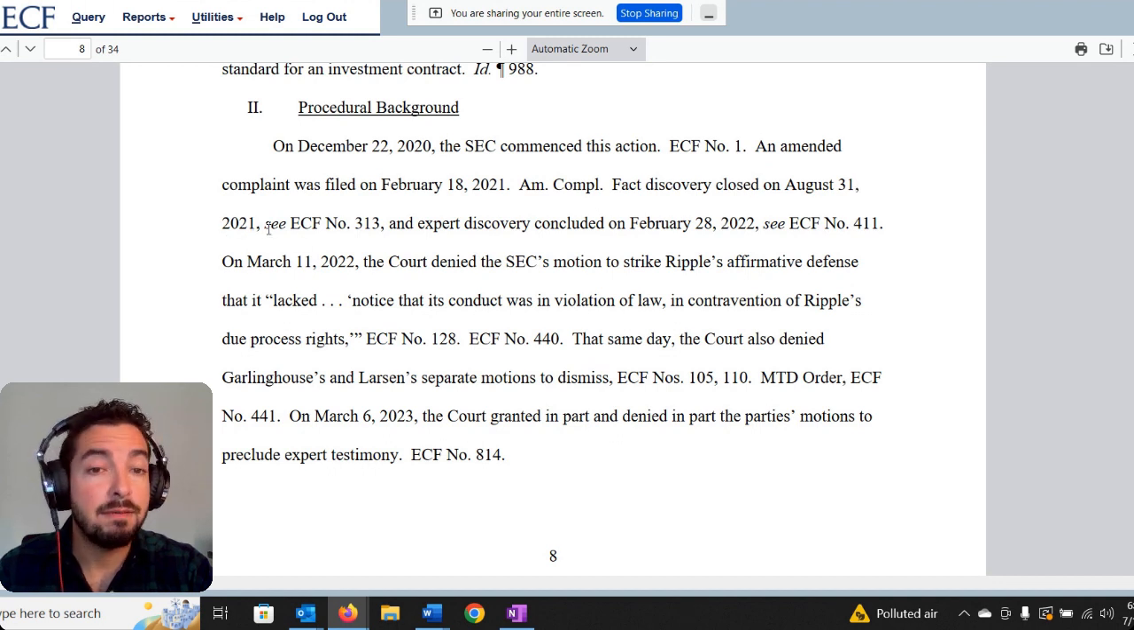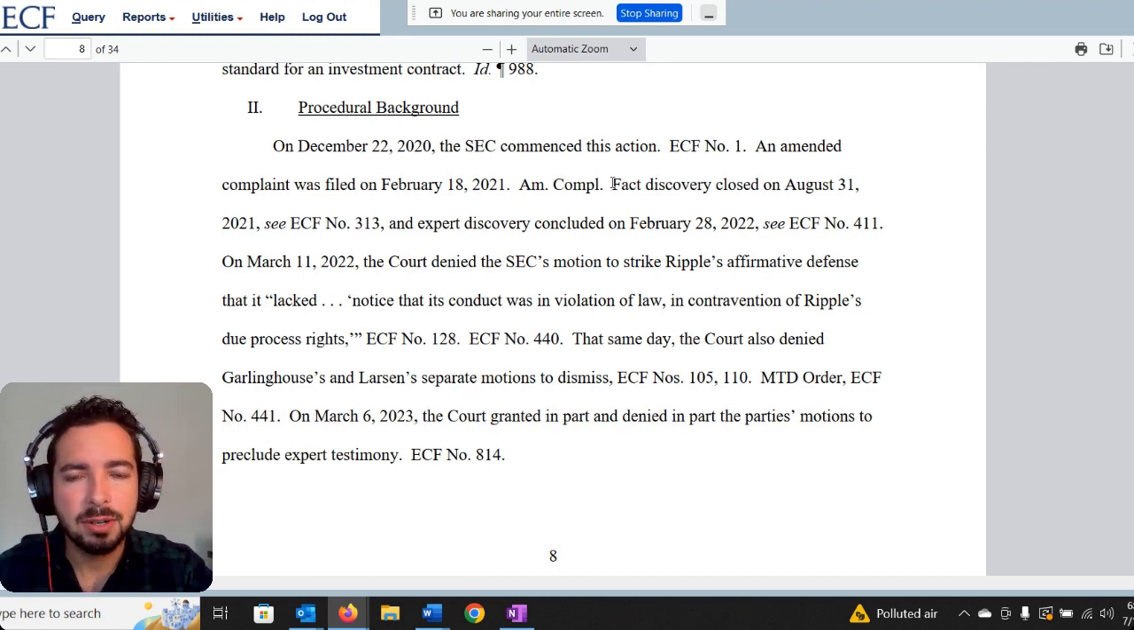Now, if you have never been involved in a lawsuit, fact discovery is a period of time in a case where the parties are allowed to basically forcibly find out information from the other side about, like, hey, what is it that you are claiming against me? What do you have? And so that period of time to make those demands and to try and get those documents and whatever other evidence the other side has ended on August 31st, 2021.